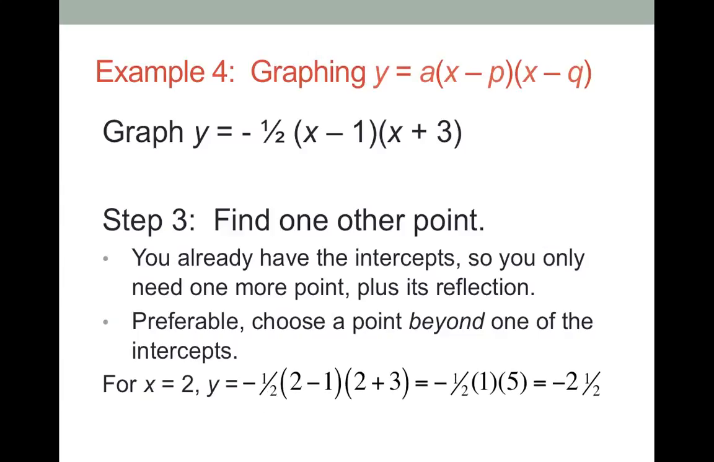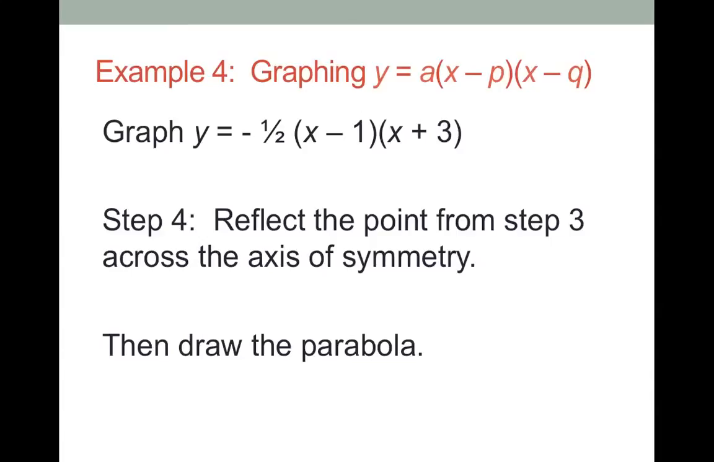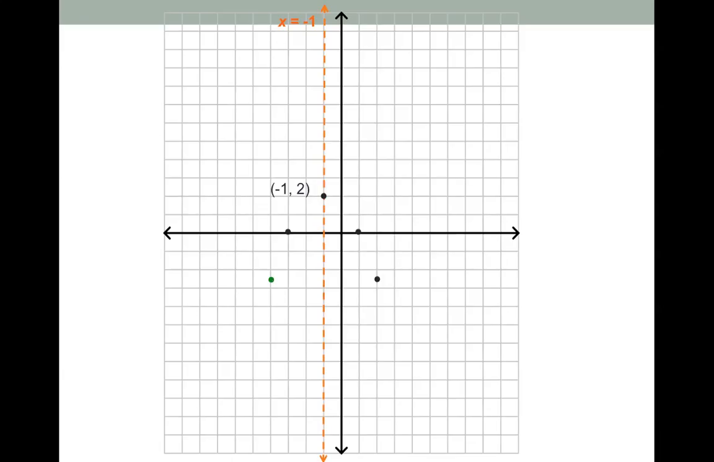Substitute that in, work it out, we get a -2 and 1/2 as an answer. So I plot that point right about there. And then in step 4, I just reflect that 1 point from step 3 and draw my parabola. So again, the steps are the same. We're still going through the 4 steps, but before we start the steps this time, we're actually going to start by plotting the x-intercepts that we can identify from the form of the equation.